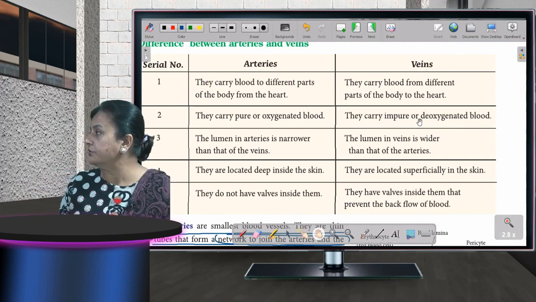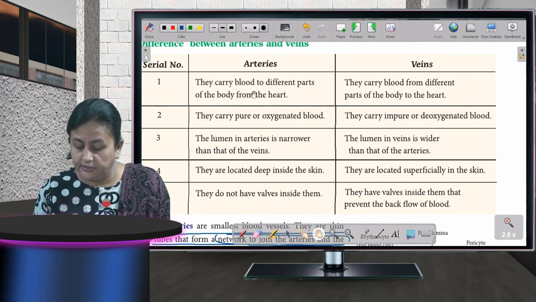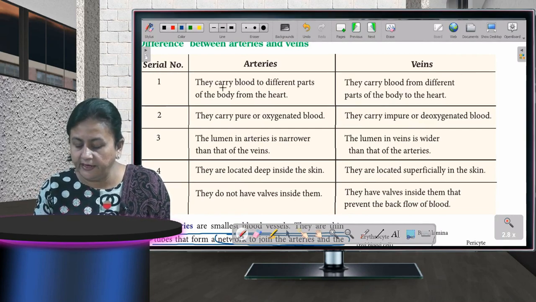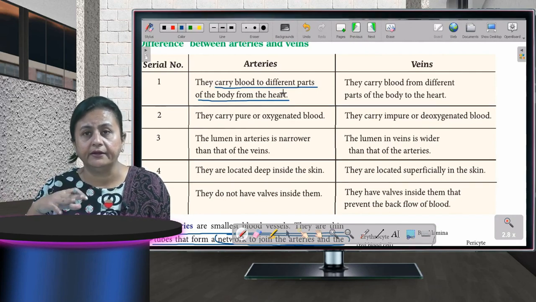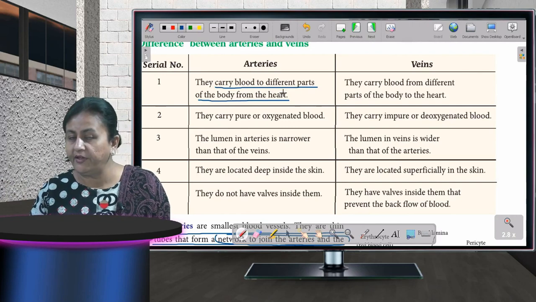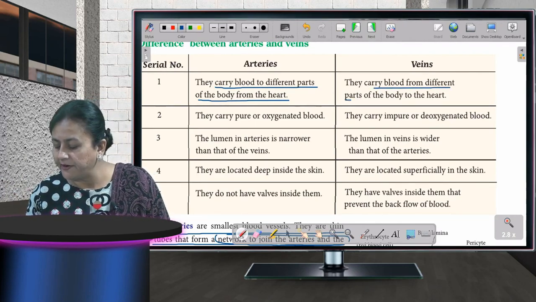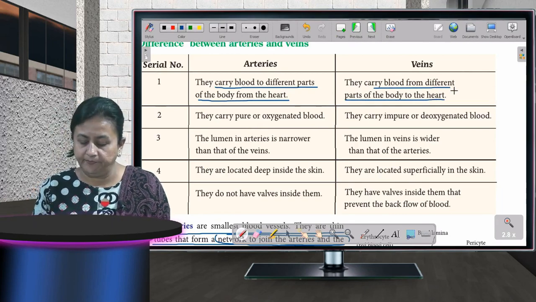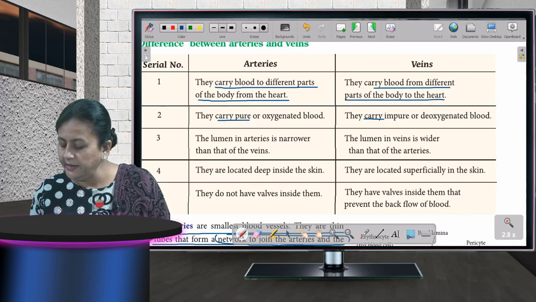You can see on your screen also. First, if I talk about arteries, they carry blood to different parts of the body from the heart. As I told you, what do arteries do? The blood that is carrying from the heart to the different parts of the body. Whereas veins carry blood from different parts of the body back to the heart. Arteries carry pure blood and veins carry impure blood.